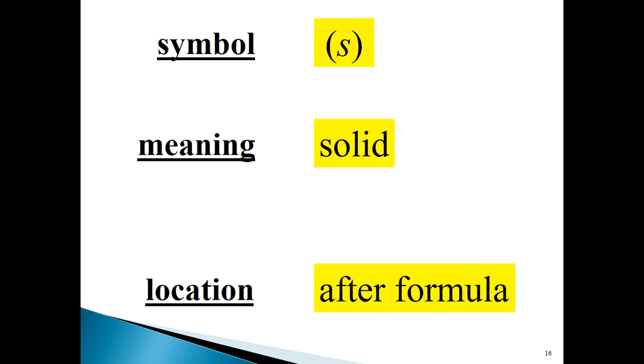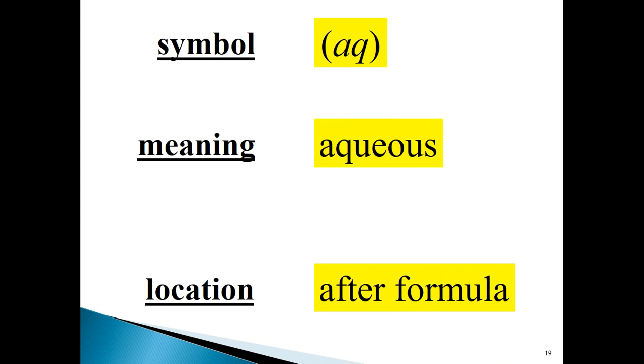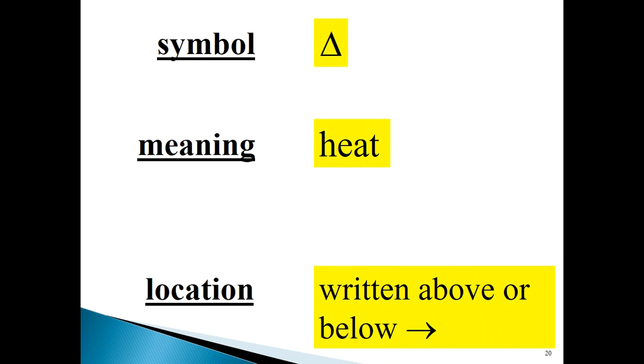We have the state symbol S, which stands for solid, which is placed after the formula of the solid substance involved in the reaction. L is for liquid, again placed after the formula of the substance. G for gas, placed after the formula. AQ, and this is the symbol for substances that are dissolved in water. And we mentioned this before, the triangle, which represents heat, and this is written above or below the arrow.